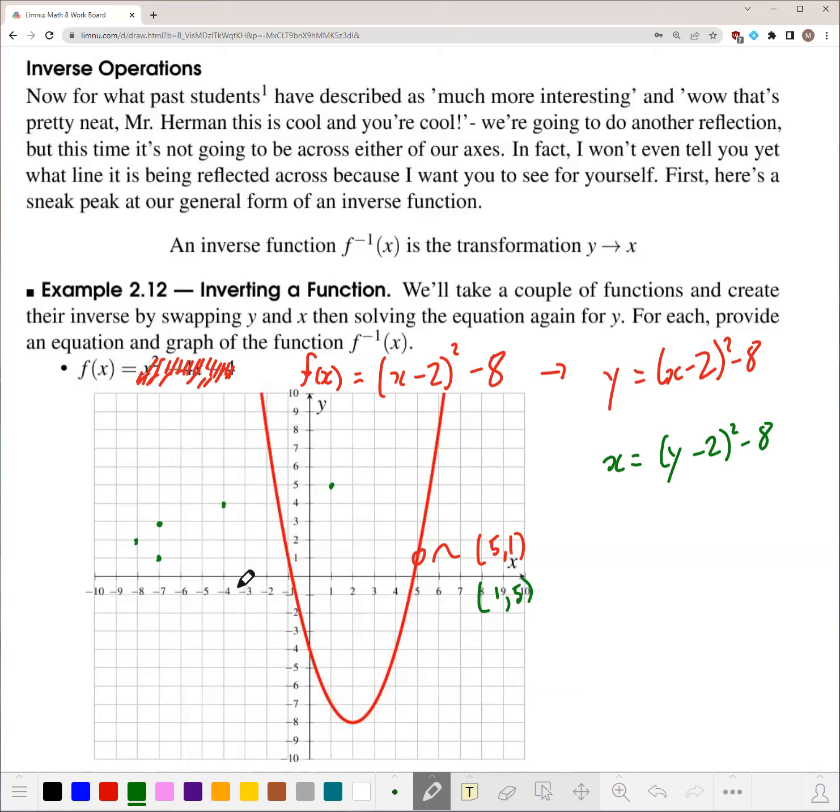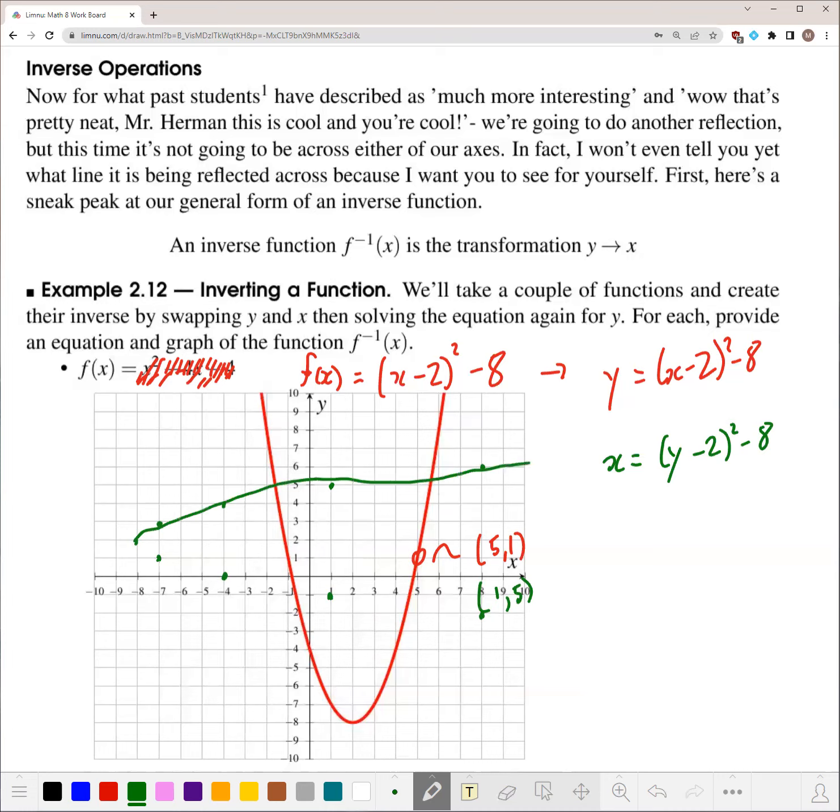Negative, or 0, negative 4 is then going to be negative 4, 0. Swapping those. What do we got? Negative 1, 1. So 1, negative 1. And let's do one more point here. We've got negative 2, 8. So it's going to be 8, negative 2. And I sort of see the pattern here. It's the same parabola. It's just swapped onto its side.